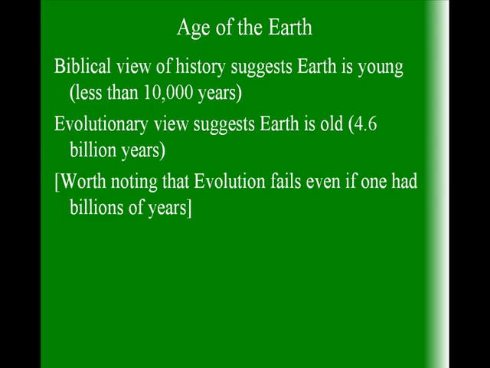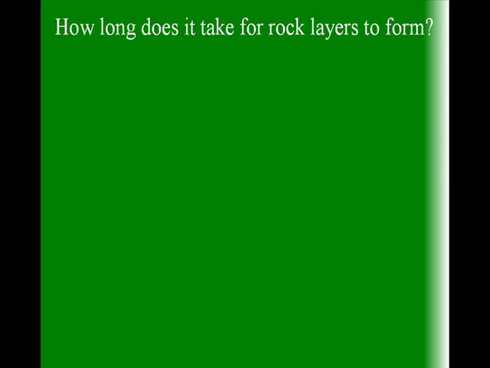So, the biblical view suggests that the Earth is young, less than 10,000 years old. The evolutionary view suggests that the Earth is old, 4.6 billion years, approximately. And I think it's worth noting that really evolution fails even if one had billions of years, as we've noticed in the first presentation, that even if one had billions of years to work with, it still wouldn't work. But let's focus in here on the age question.